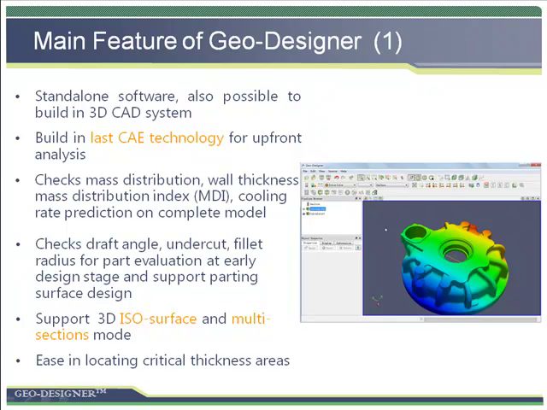The second, Geo-Designer can check detailed information apart, like mass, volume, mass distribution, wall thickness, MDI, draft angle, undercut, fillet radius and many other information, for the design and manufacturing process. Such information is difficult or impossible for CAD-based software.